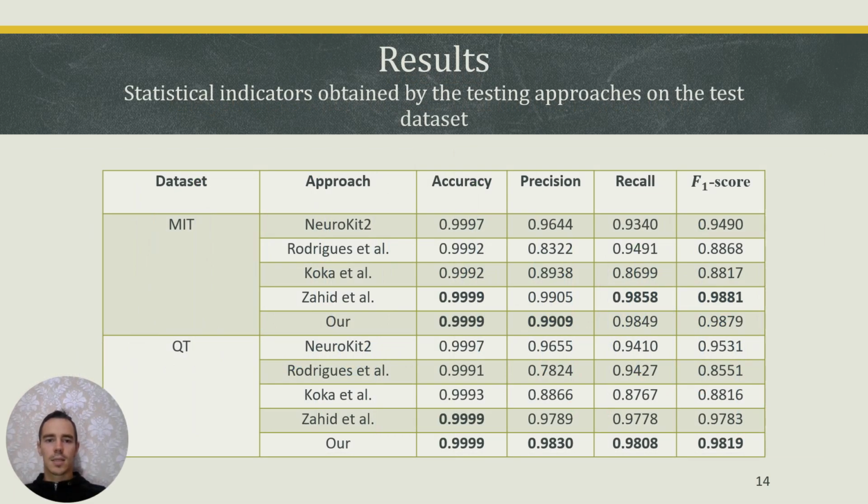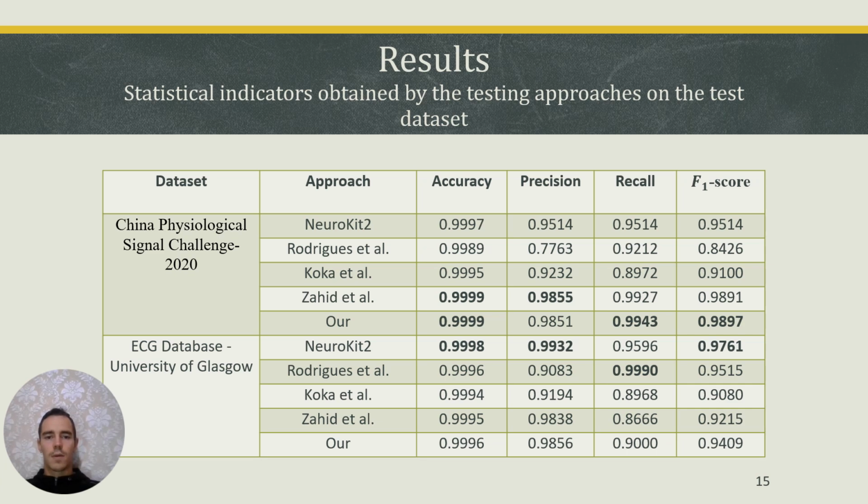Finally, we compare the statistical indicators like accuracy, precision, recall, and F1 score for our and other methods. As you can see, for the MIT and QT dataset, we obtained very high statistical indicator values for our method. Also, our method shows high statistical values during testing with the China Physiological Signal Challenge dataset. For the independent dataset based on the electrocardiogram database of the University of Glasgow, our approach shows worse results. It means that this dataset contains electrocardiogram signals with characteristics that are absent or minimally present in the training set.